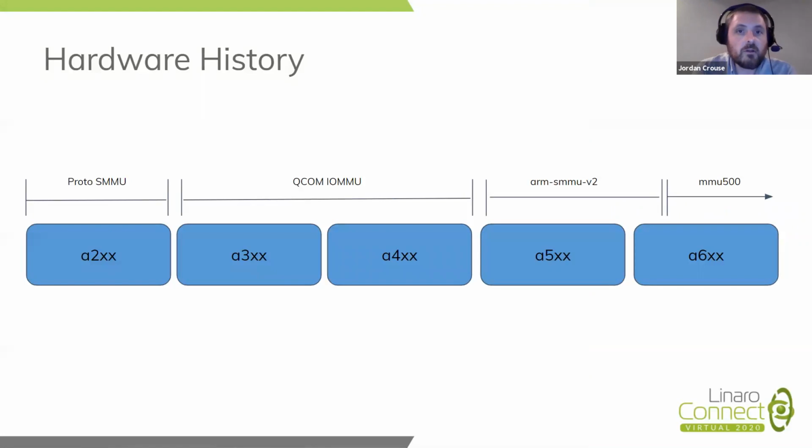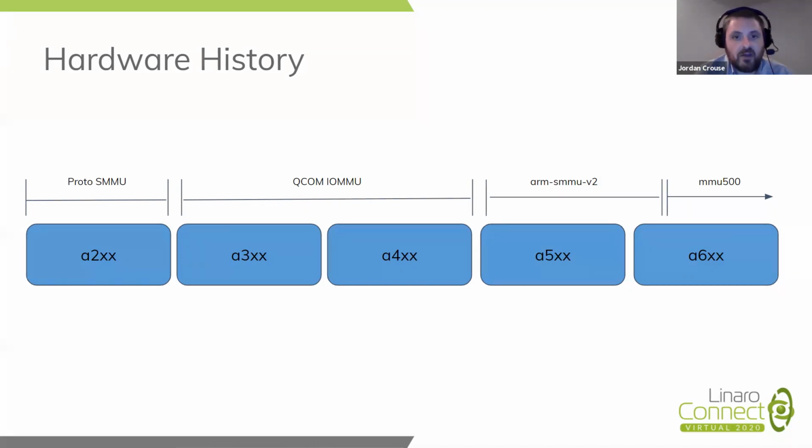To start with, we'll do a little bit of history. The Qualcomm Adreno GPU has always had an attached SMMU. Even in the very early days in the A2XX, there was what I call a proto SMMU. It was slot based. It was okay, wasn't great. But then when we moved to the A3XX generation, which is kind of the start of the current lineage of Adreno GPUs, we started with a very customized version of the ARM SMMU. We call it Qualcomm IMMU.